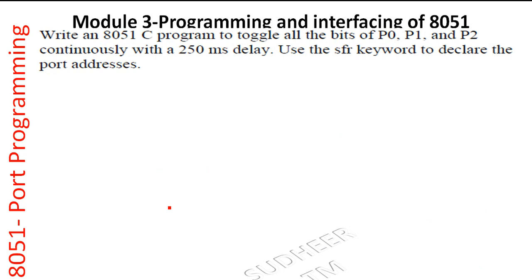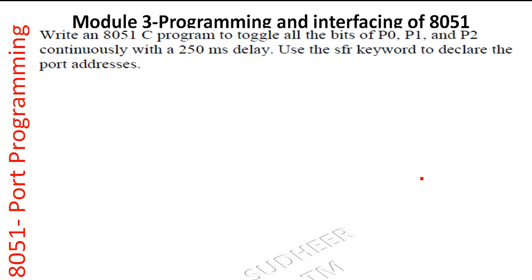Next, a simple program, which will be my last program anyway. Write an 8051 C program to toggle all the bits of P0, P1, P2 continuously with 250 millisecond delay. Use the SFR keyword to declare the port address. I have purposefully included this program so that you should know how to use the SFR keyword. The program is very clear. We need to toggle all the bits.